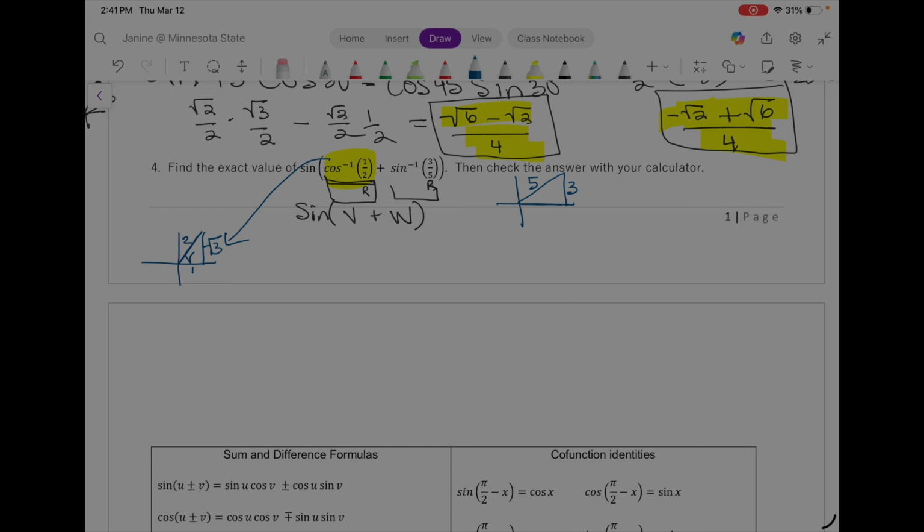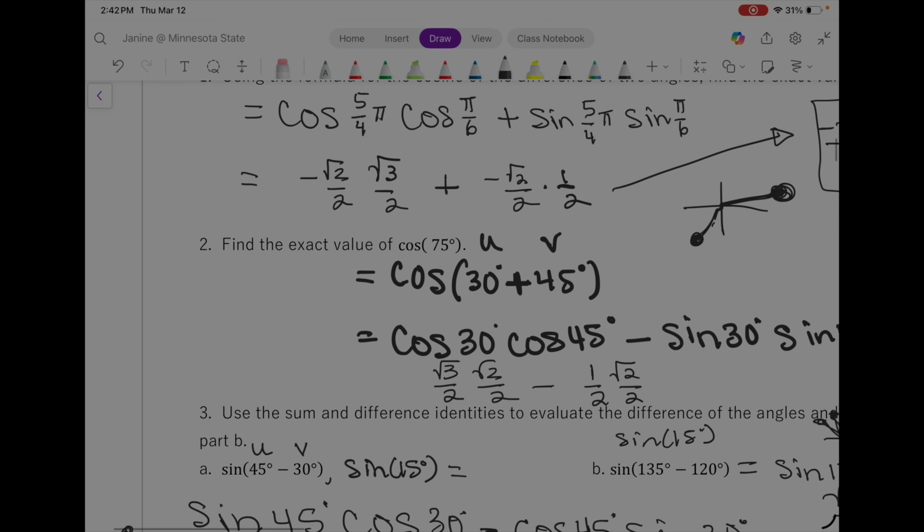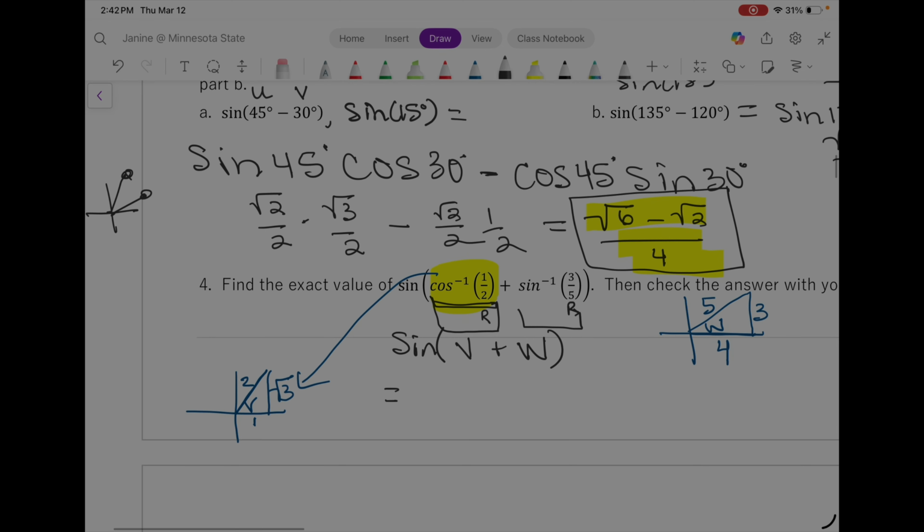Now, we know we have an identity that says the sine of U plus V is equal to, I'm going to scroll up to it for a second, U plus V. It's the same identity that we're going to use. If you have a plus sign, you will use the plus sign. So it's sine first, cosine second, and then cosine first, sine second.